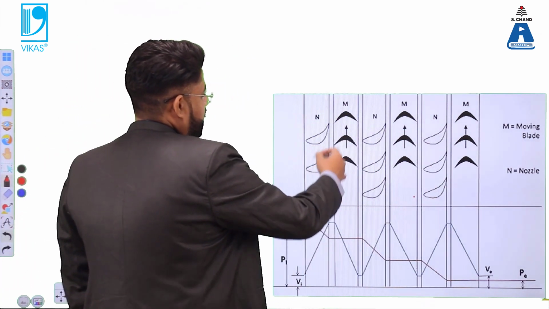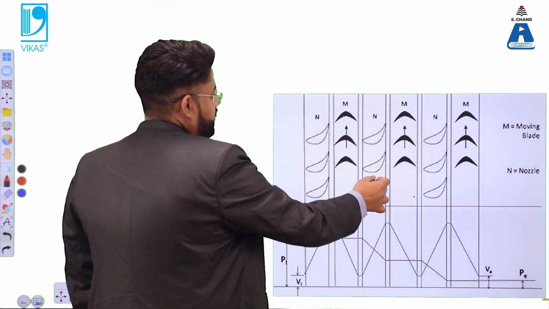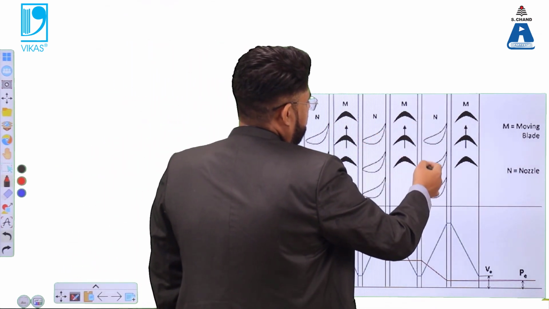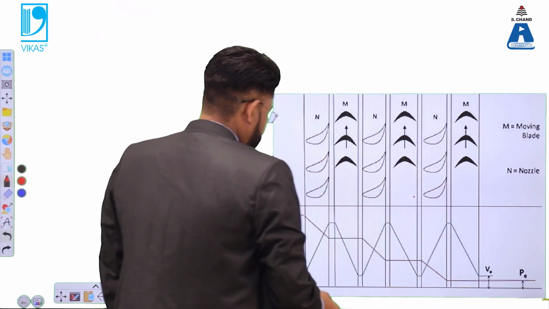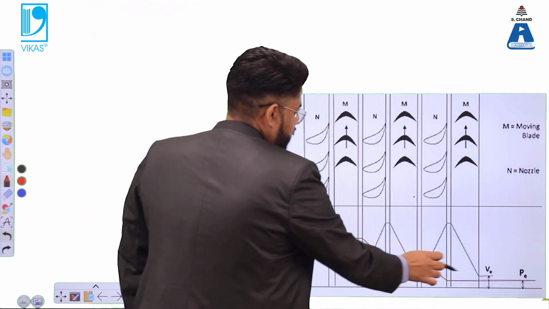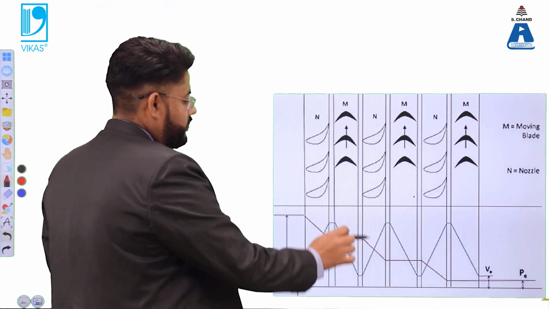So as far as the diagrammatic representation is concerned, you can see that you have this nozzle portion which expands the steam into it, and you have this moving blade, and you have this nozzle again. Then it again expands into the moving blades, and then the nozzle is placed again. So there is a pressure drop, then it becomes constant, then a drop again. So this is particularly related to the pressure drop.